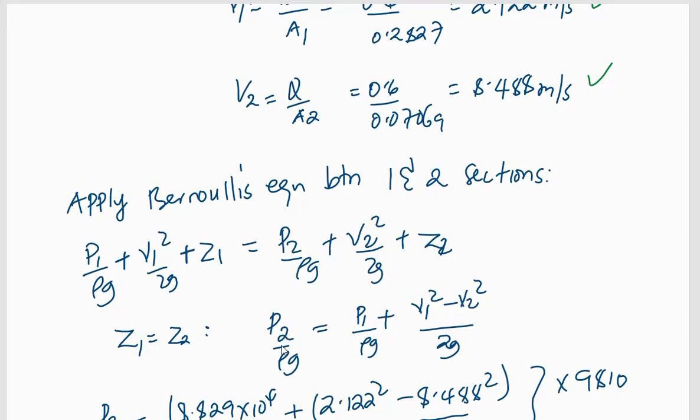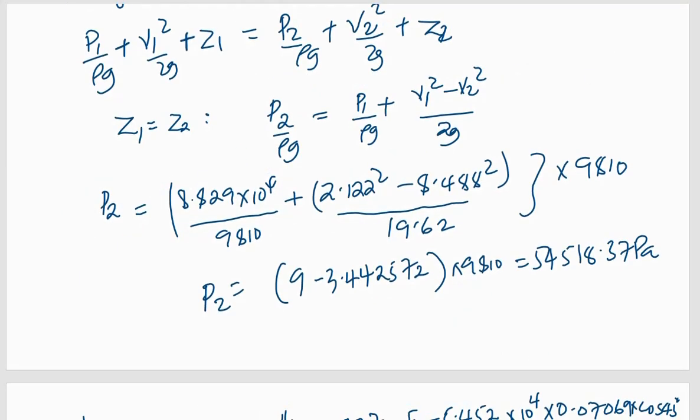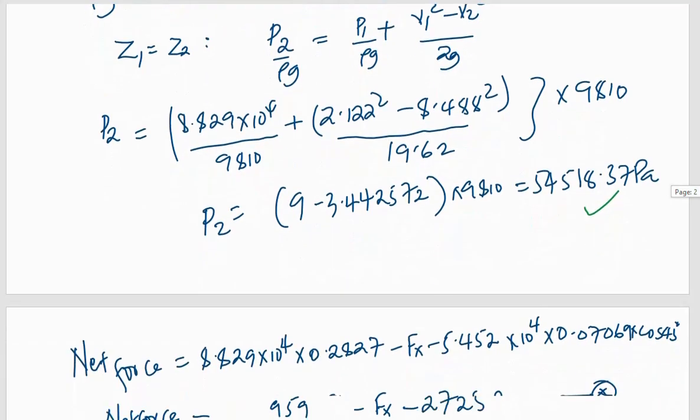reorganizing this equation and making P2 the subject of the formula, would bring us to substitution of all these values. We already have P1, we have V1, we have V2, and g is 9.81. The density of the fluid, since it is water, is 1,000. So 1,000 times 9.81, you would get that value. 2 times 9.81 will get 19.62, and therefore P2 would be equal to 5451.37 pascals, or just in newtons per square meter.